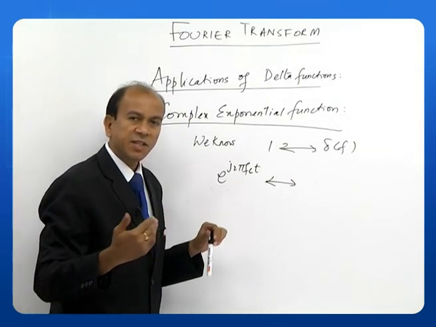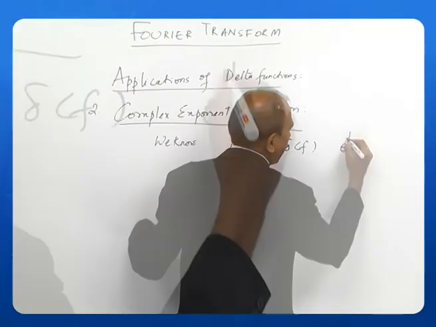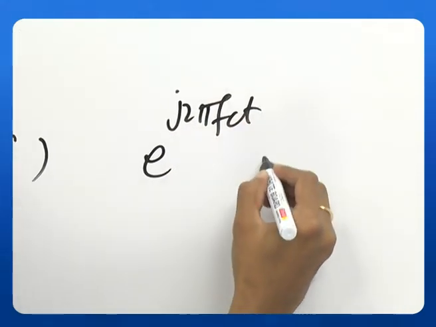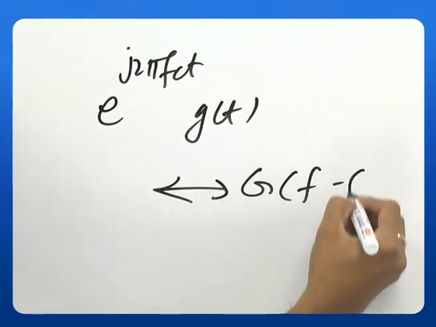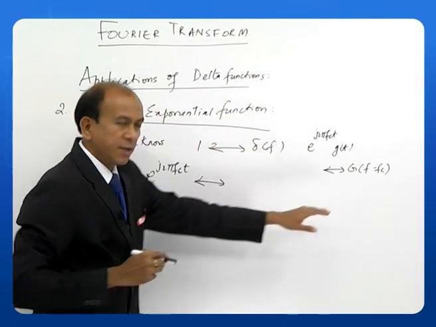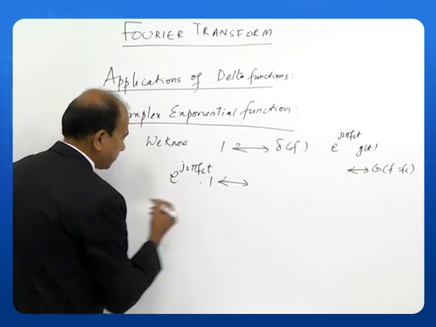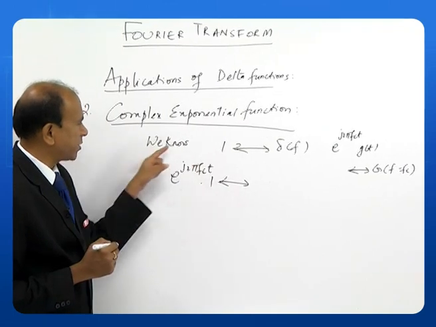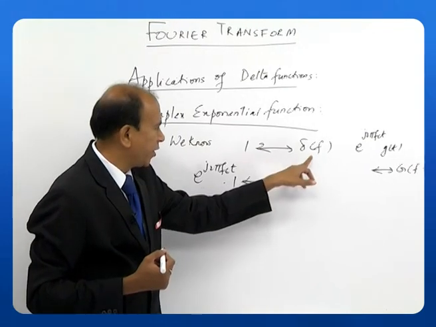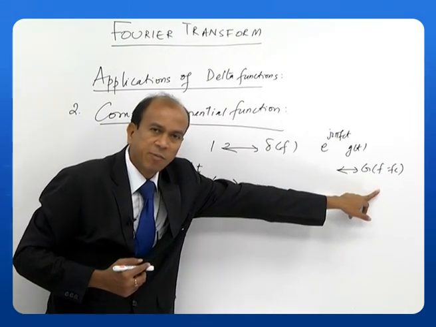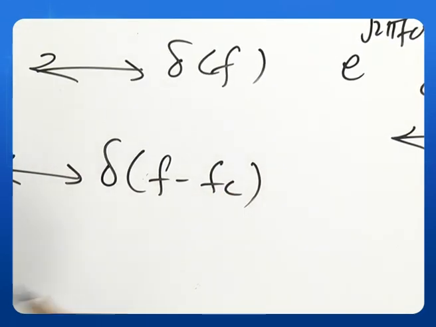If you look at the frequency shifting property, what does the frequency shifting property say? e to the power of j2 pi fc t g of t will have a Fourier transform which is equal to g of f minus fc. So now apply this here. So this is 1. Now this is multiplied by the exponential function which is e to the power of j2 pi fc t. So what will be the Fourier transform of this? Applying the frequency translation property, I can have this as delta of f minus fc.